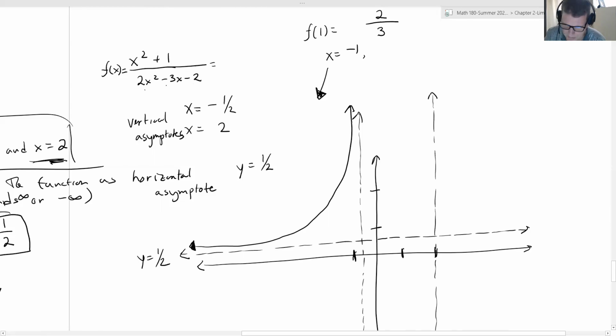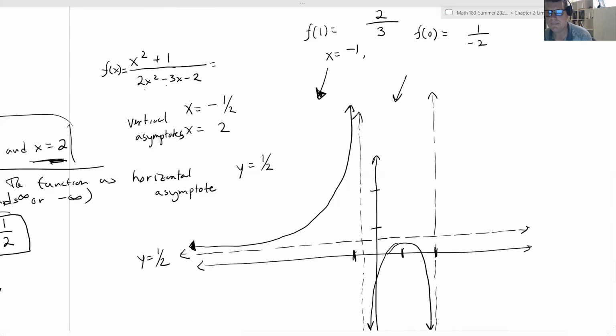Now, next question, we're now going to look over here. Let's look into this region. Let's do f of 0. f of 0 is just going to equal 1 over, and this will be -2. So it's going to be -1/2, so it's going to be down here. So it's probably going to look something like this. It's just a sketch. We just want to get a look at what the sketch looks like. It probably looks something like that.